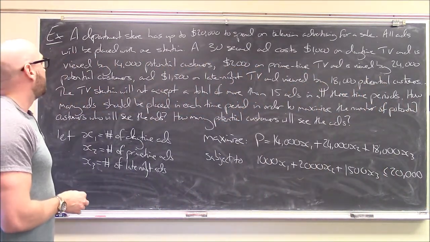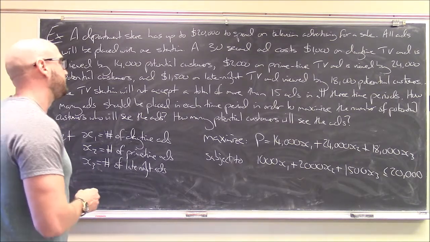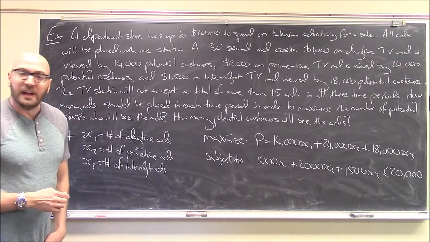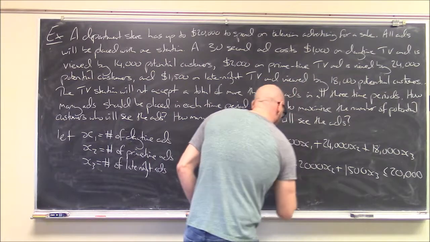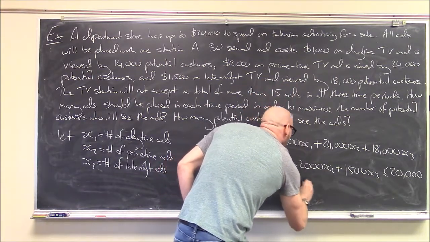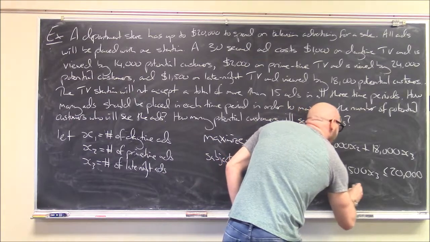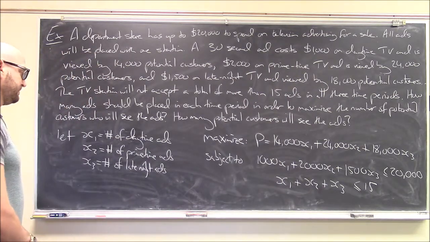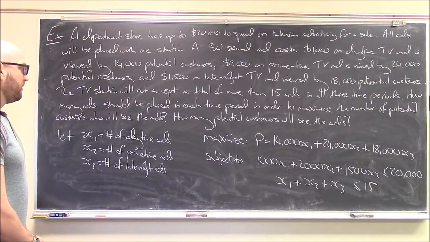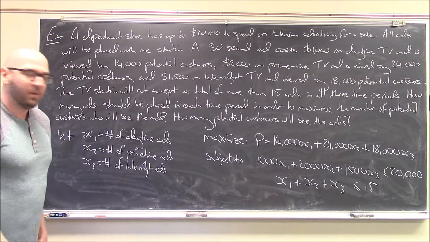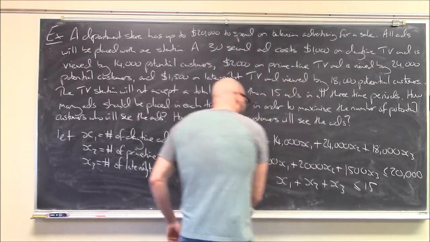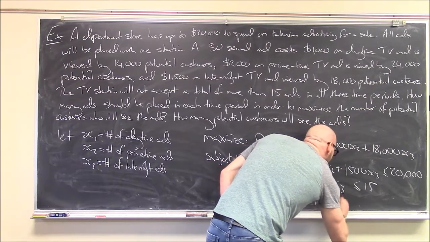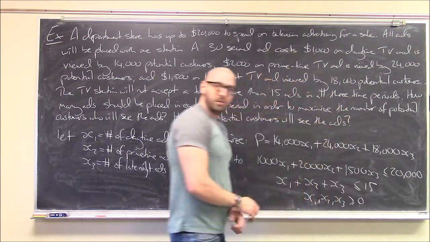And I have one other constraint. The TV station won't accept more than a total of 15 ads. So I also need x1 plus x2 plus x3 to be less than or equal to 15. Do I have any other constraints? That should be it. That's my only constraints. But obviously I can't run a negative number of ads, so I also have my non-negative constraints that x1, x2, and x3 are all bigger than or equal to 0.